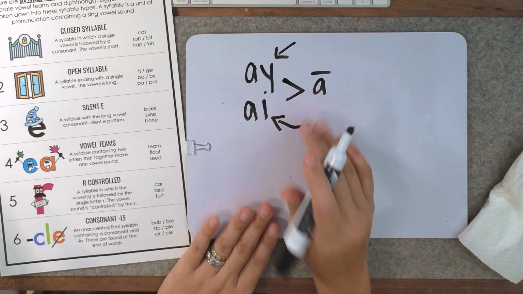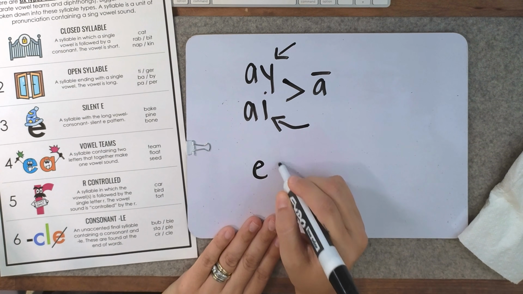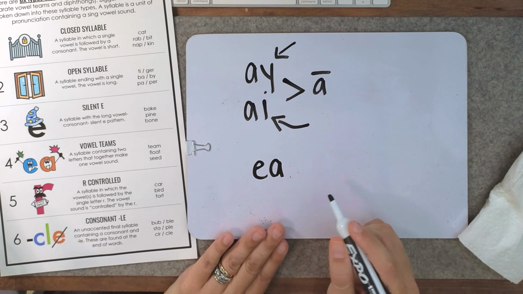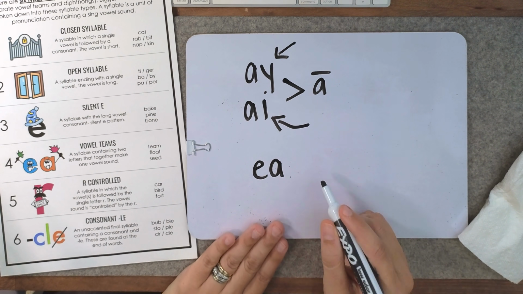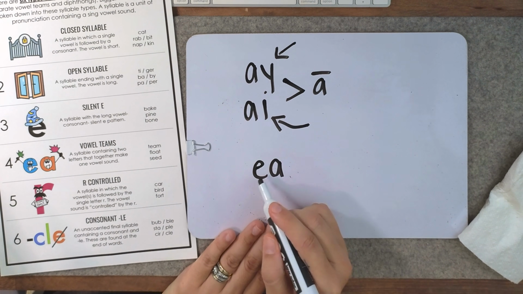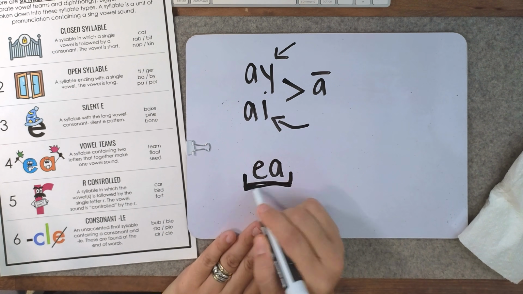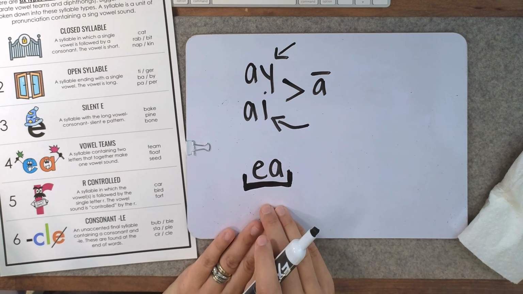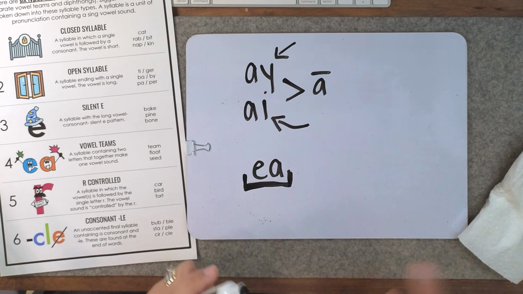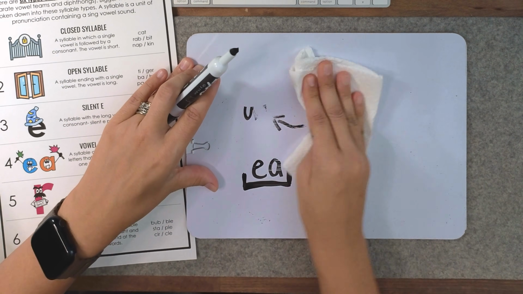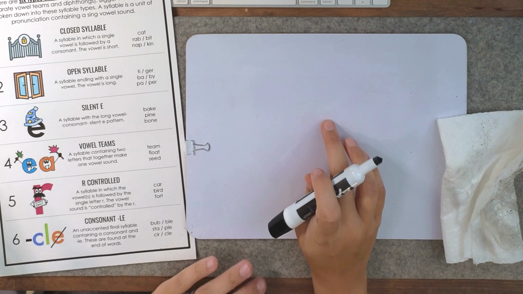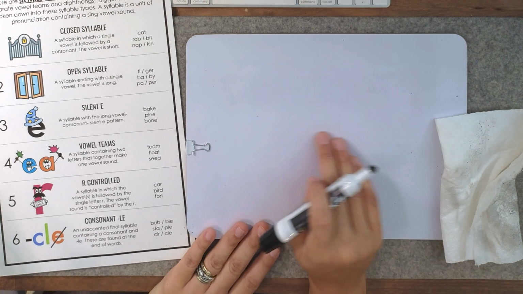So these are predictable, but if we look at EA, it has 3 different sounds and you really never know which sound it's going to make. However, there are percentages within the English language of EA saying this sound the majority of the time. So when that doesn't work, you're going to change it to the other sound to see if that fits that word. So that's where we start to see our kids fall apart, is within the vowel teams, especially the unpredictable ones.